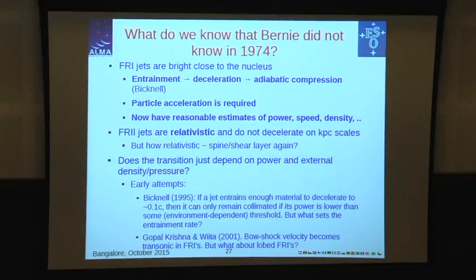dichotomy. The snag with that argument is that it doesn't actually tell you what the entrainment rate is a priori. So it only says if it entrains, then this condition holds. Gopal Krishna and Wiita a little bit later suggested that the criterion should be that the bow shock velocity becomes transonic and the lobe collapses. I'm not sure. I think that fits with the existence of lobed FR1 sources, because there the lobe clearly hasn't collapsed, and the phenomenology is otherwise rather similar for FR1 jets. But I think this is a subject that bears going back to now that we have much better data.